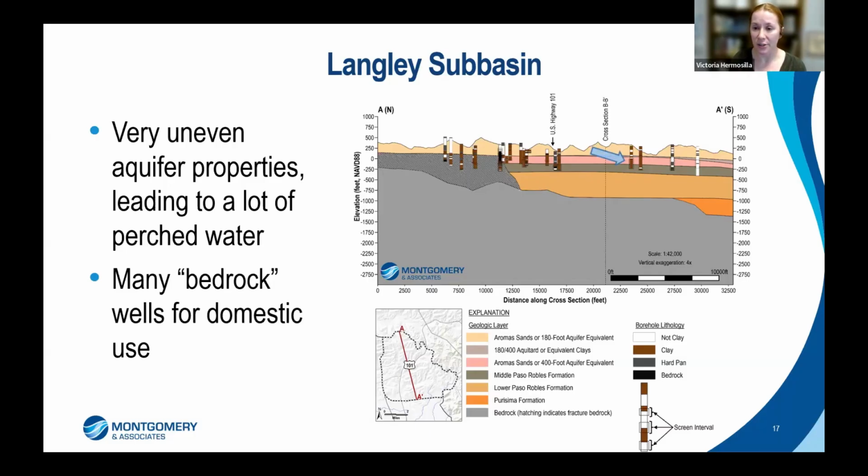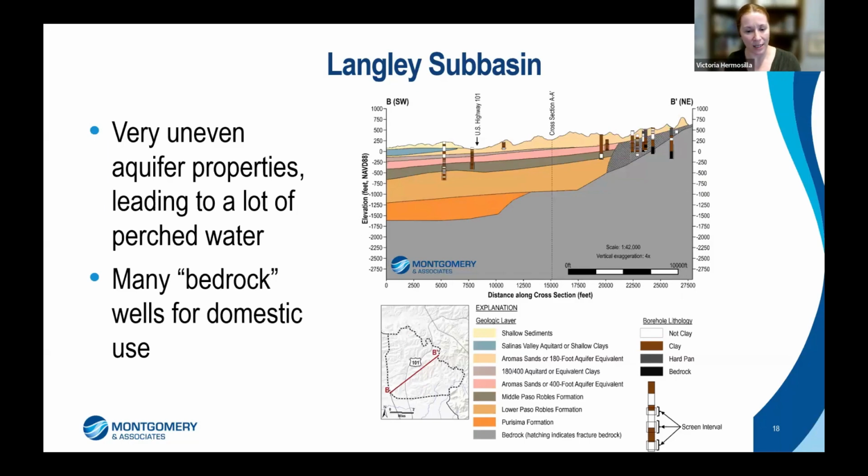This is, for this cross section, the direction of groundwater flow we would expect if we didn't have so much perched water, and we're still figuring that out. This cross section goes across the Langley subbasin, and again, this is the general direction of groundwater flow we would expect, sort of from the higher areas to the lower areas. But again, you can see as we move down the Langley subbasin, we slowly start to build into our expected layered aquifer system when we encounter the 180-400 subbasin there on the left side of the cross section.